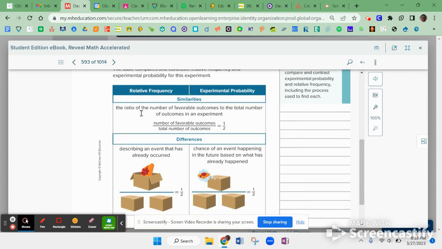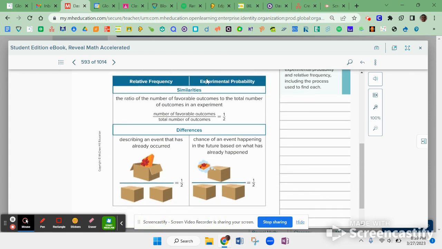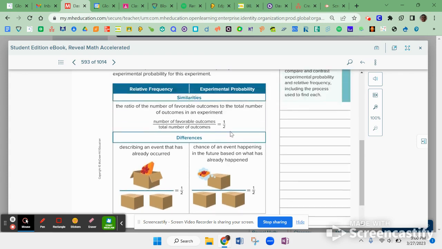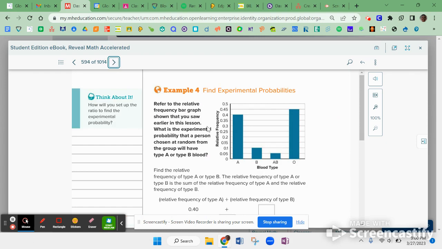Now we'll see how relative frequency and experimental probability are different. First, they're the same because you're still going to get that same 1 out of 2 fraction. But what's the difference? Relative frequency is describing an event that has already occurred. But experimental probability is the chance of an event happening in the future based on what has already occurred. So basically it takes this and then starts to predict using it. Once you start predicting using the relative frequency, we call it experimental probability. Crazy distinction. I'm not sure if it's necessary, but hey.